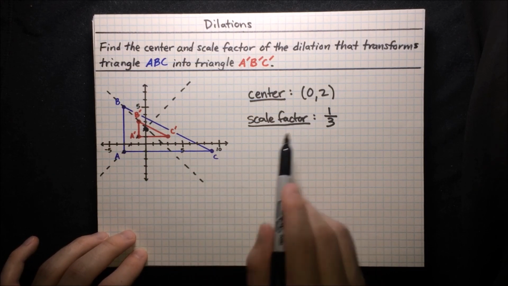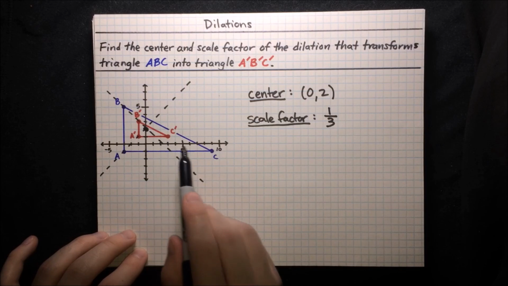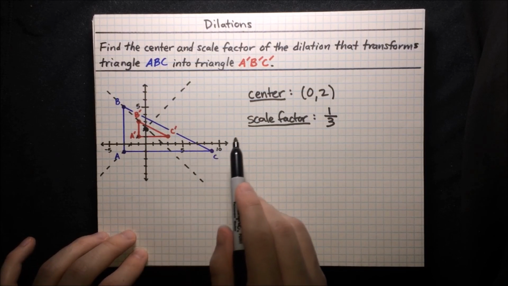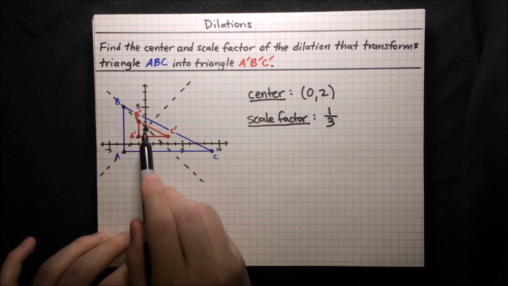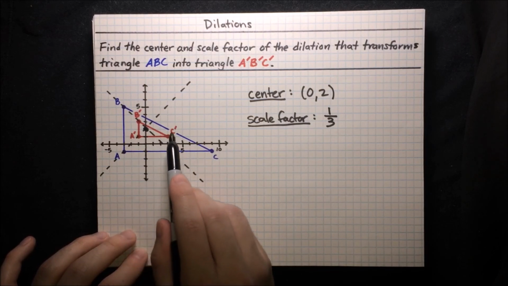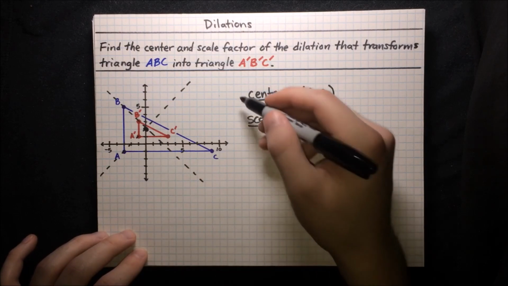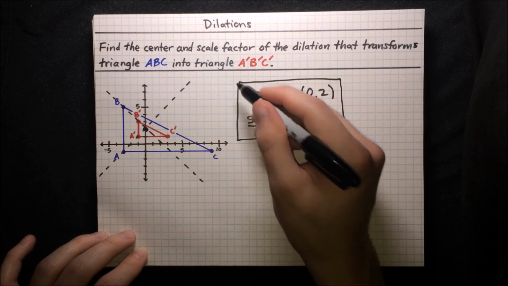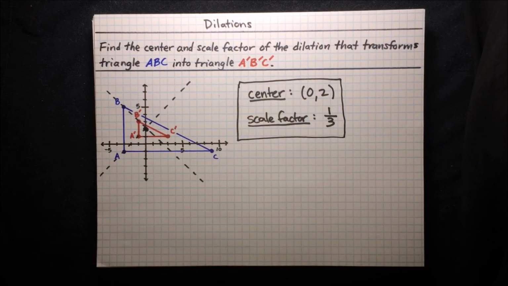And lastly, let's check for C and C prime. Point C was down 3 and over 9. So applying a scale factor of 1/3, we should be just going down 1 and over 3 to C prime. And indeed, that's right, that's where C prime is. So there we go. There's our center and scale factor for the dilation. Now we know how to apply and reverse engineer dilations. And in the future, we'll continue learning about different kinds of transformations that we can apply to geometric figures.